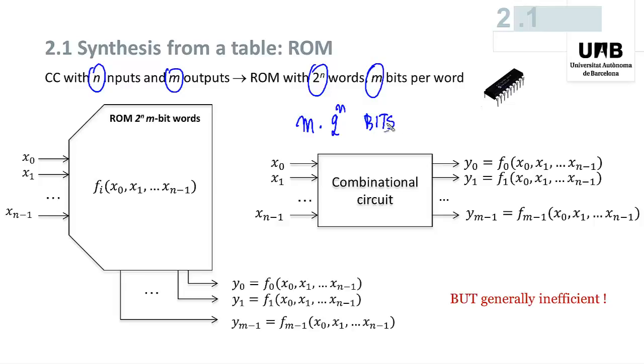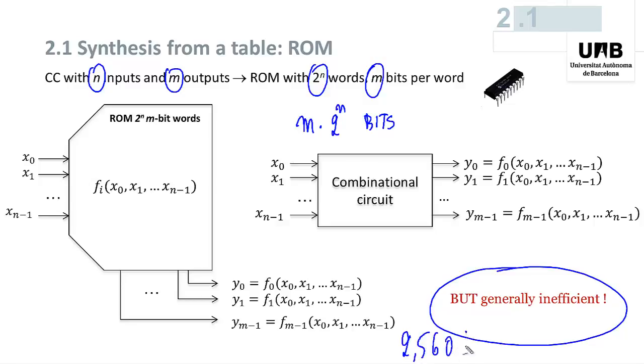But this general method is also generally inefficient in terms of cost, for example, in terms of silicon area within an integrated circuit. The former example was a good one because we needed a ROM storing more than 2,000 bits to implement a rather simple function. Now we propose you a little quiz.